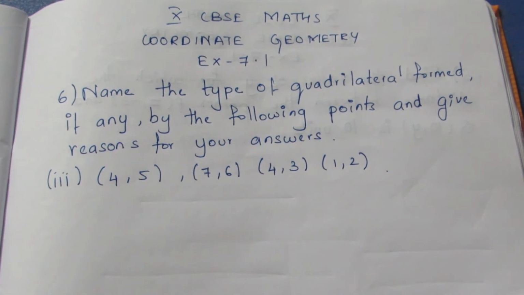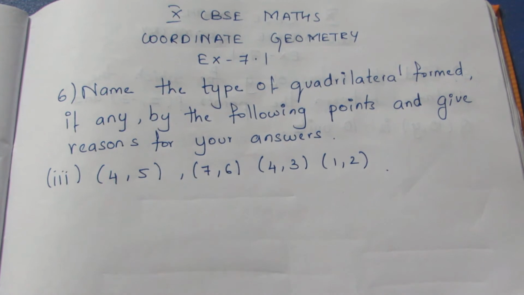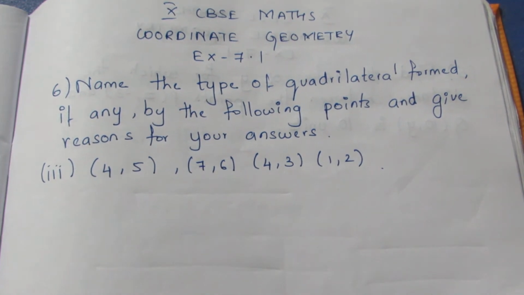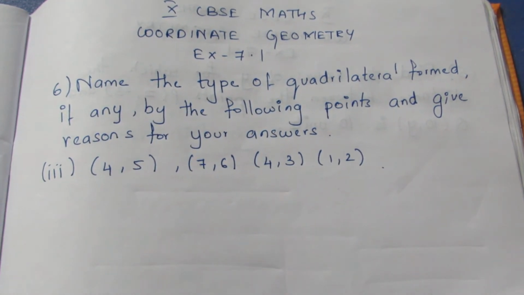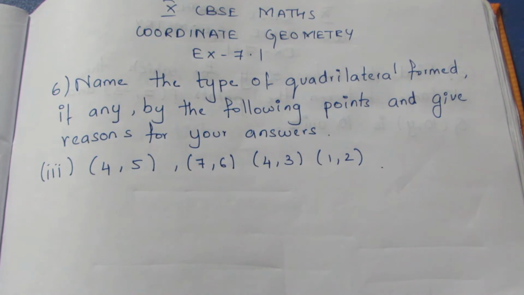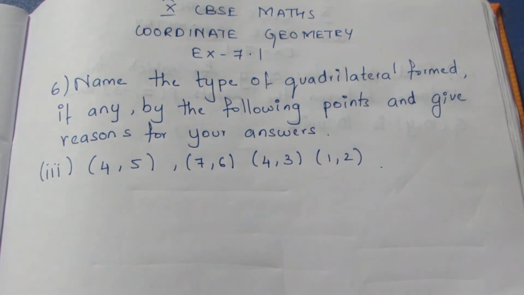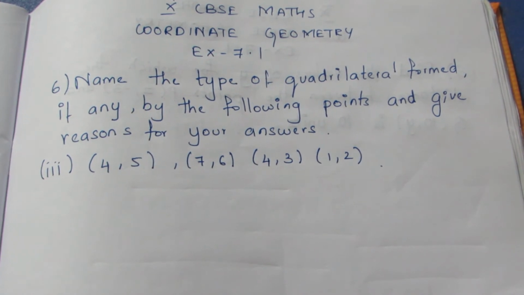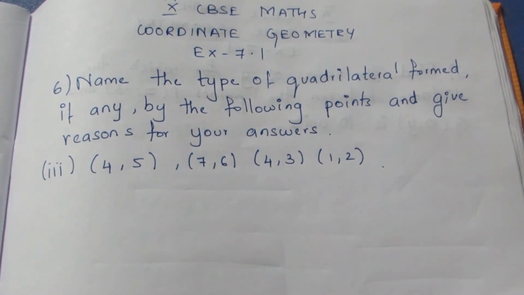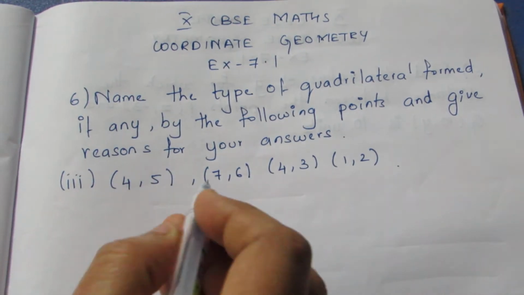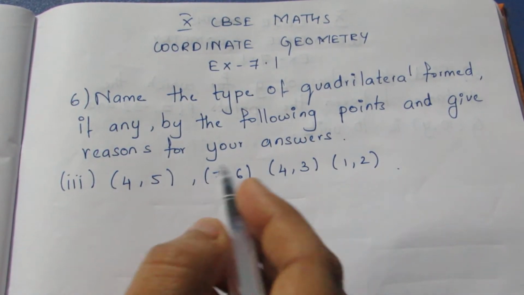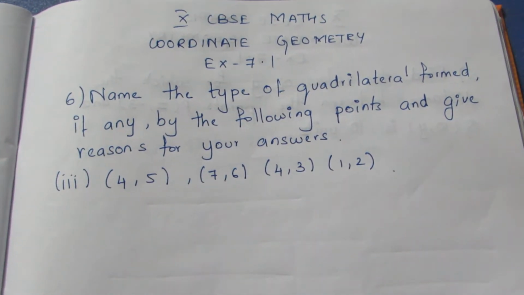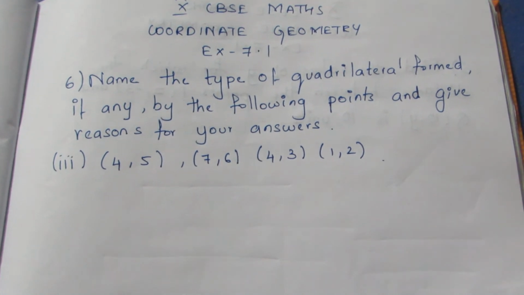Let's see the question. Name the type of quadrilateral formed, if any, by the following points and give reasons for your answers. So we need to find what quadrilateral is formed over here, and also we need to write the reason for our answer. Now they have given the vertices of the quadrilateral.